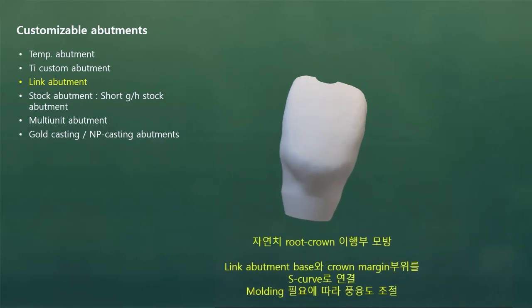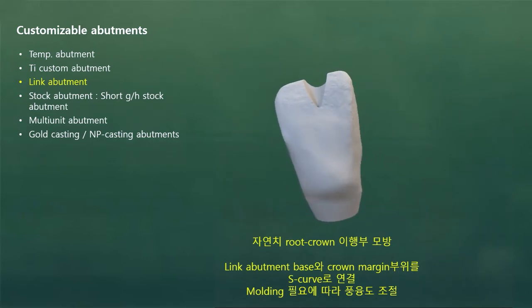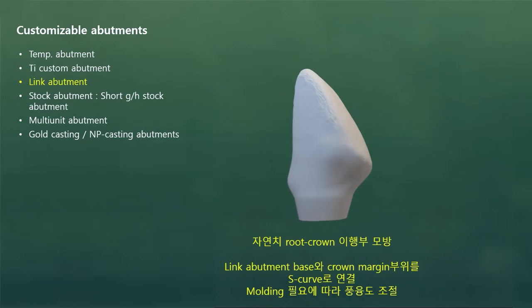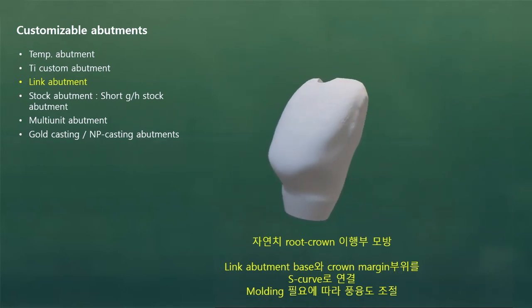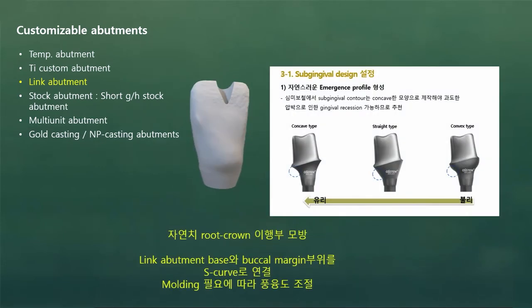And to create the running room for the root and crowns, we connect at the S curve, and sometimes we add or cut resin for gingiva molding. And in the design of the customizable abutment on the gingiva side, we say a concave shape is better. So running convex and concave, and the crown part, this curve, if that is considered, we call it the S curve. But as I said in the last lecture, too smooth an S curve is not so good at the gingiva. It should be a bit separated, so that would give you a more aesthetic temporary. So mostly the link abutment, as I said, is used.